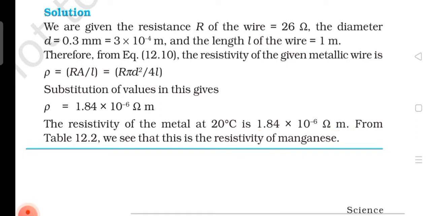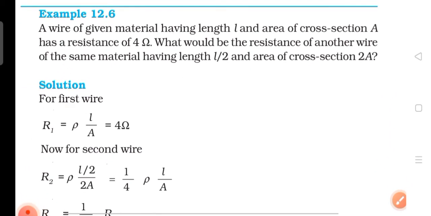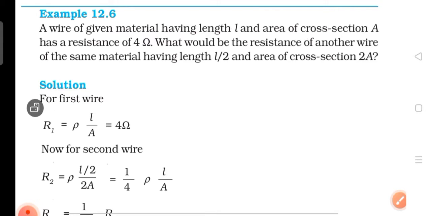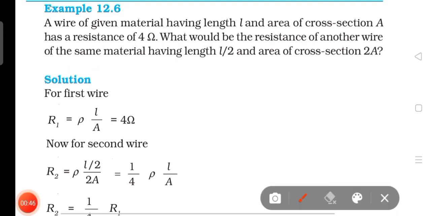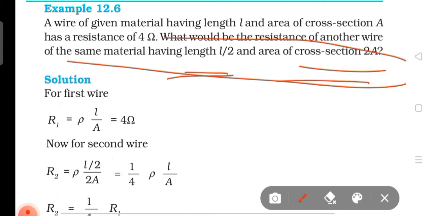We'll move on to the next question, if there is any. One more question. A wire of given material having length L. First of all you have to write the data. So length is L and the area of cross section A has a resistance of 4 ohm. What would be the resistance of another wire of the same material having length L by 2 and area of cross section 2A? So length is halved and cross section is doubled. First of all we will focus on the first wire.